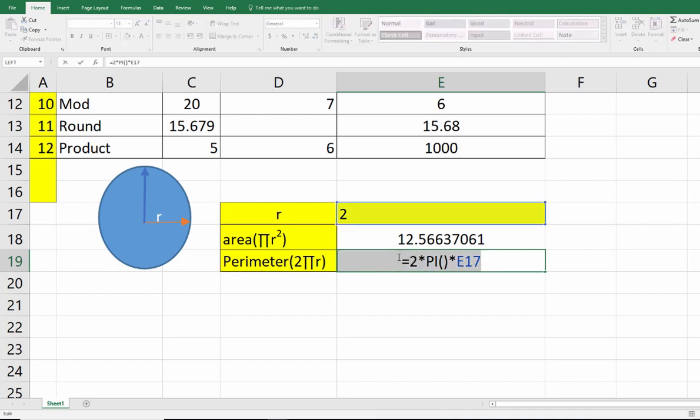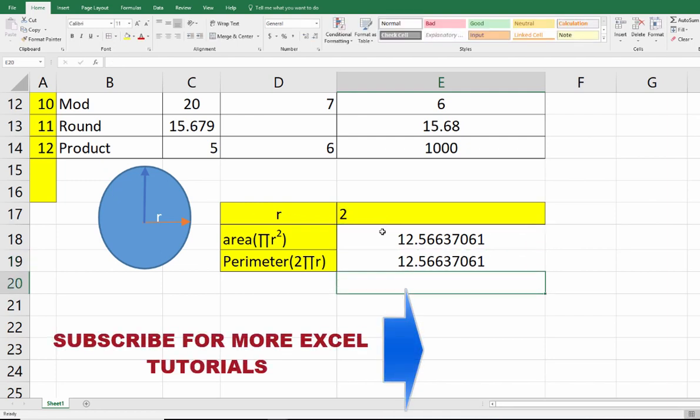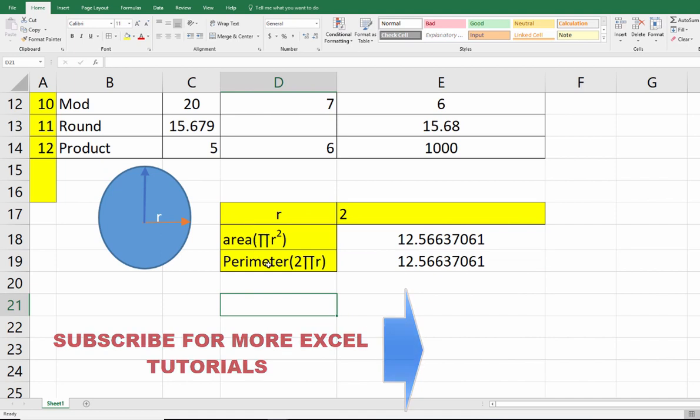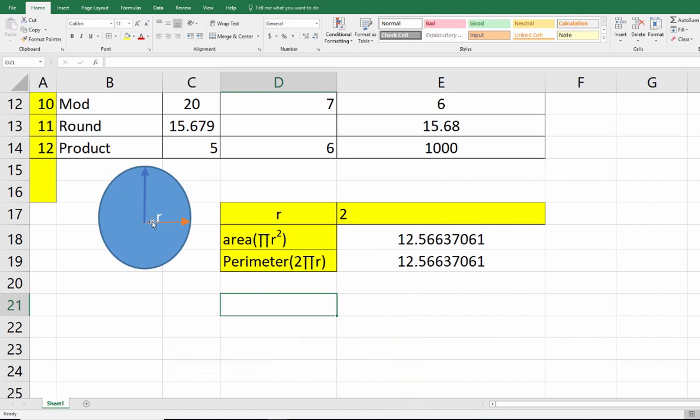And the second thing, I'm going to find the perimeter. It's also easy. I'm going to put equal 2 times. I'm just doing the formula using Excel functions. 2 times pi. I'm going to write PI, open the parenthesis, close the parenthesis, and r. R is here. I'm going to select the r and press enter. You can do a similar thing to find the area and perimeter of a square or rectangle.